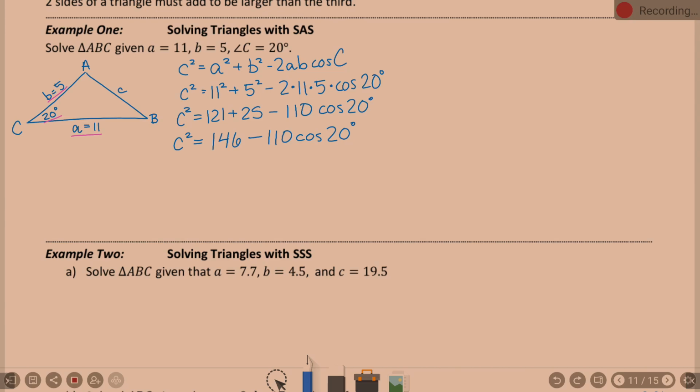Now, before I go over to the calculator, what do I know about finding C? We're going to have to square root, right? So I'm going to have to do this in the calculator, but I also know c squared. In order to get from c squared to c, we're going to have to do the square root of 146 minus 110 cosine of 20 degrees. Okay? Grab your calculators, do some practice with me, folks.